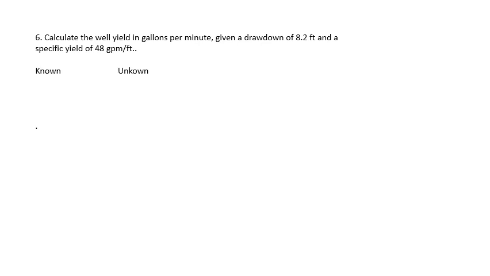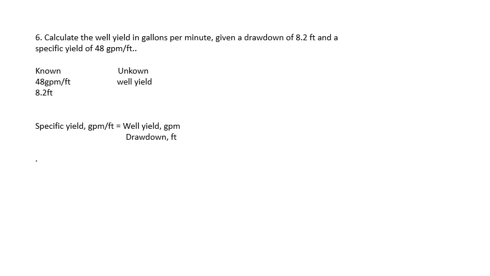Again, pull your knowns and your unknowns out of your word question. What we know is the 48 gallons per minute per foot and the 8.2 feet of drawdown. What we don't know is the well yield. So we have our original starting formula: specific yield, gallons per minute per foot, is equal to well yield, gallons per minute, divided by drawdown, feet.